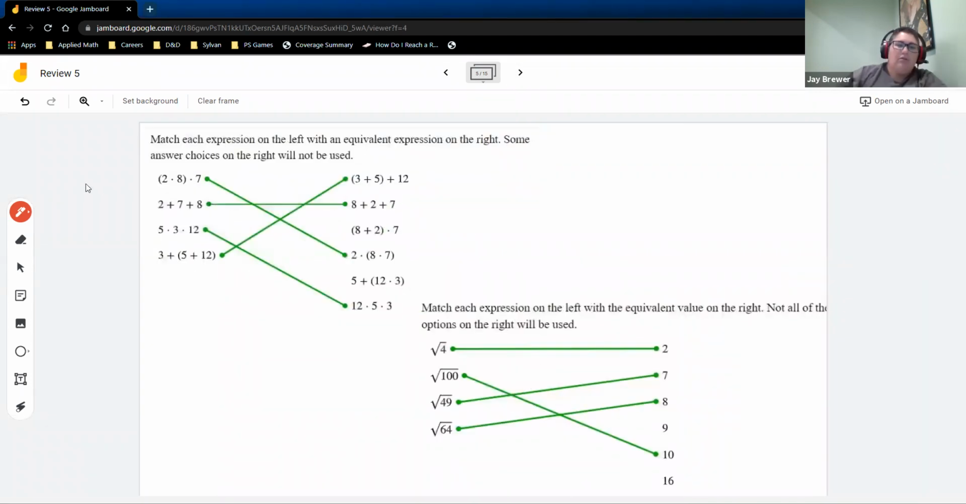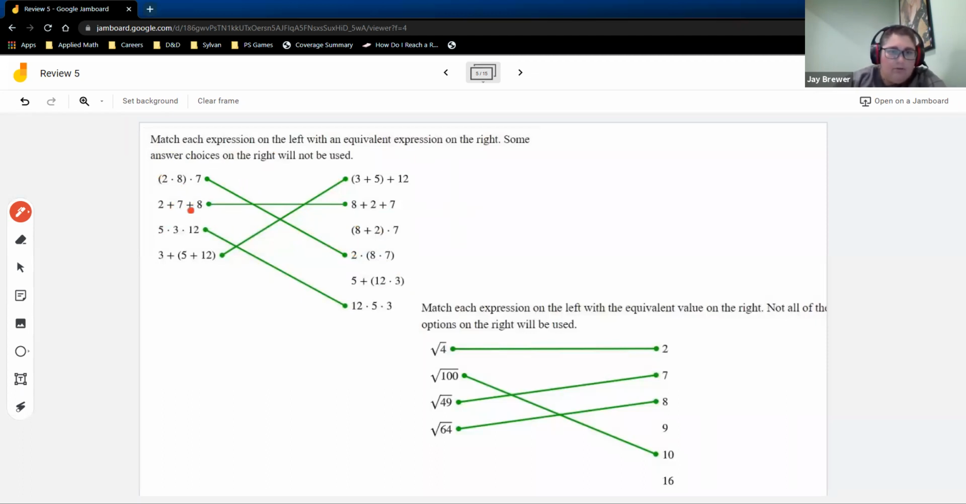All right. Match each expression on the left with the equivalent expression on the right. Some may not be used. This is just expressing your options differently. So basically the associative property. So here you can see the 2 now goes to the outside and you're grouping 8 and 7. Those are identical, okay? Yes, the parentheses are different, but your outcome is going to be the same.